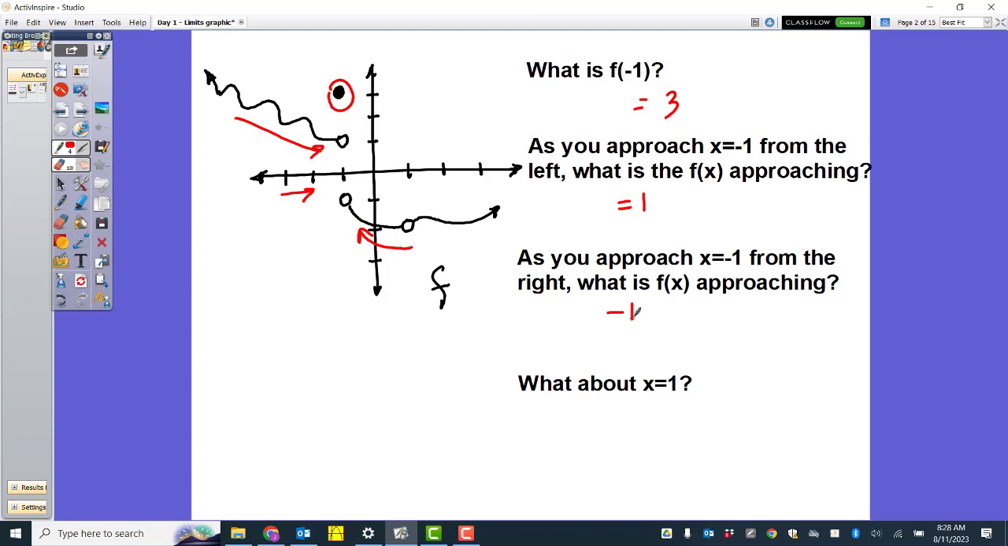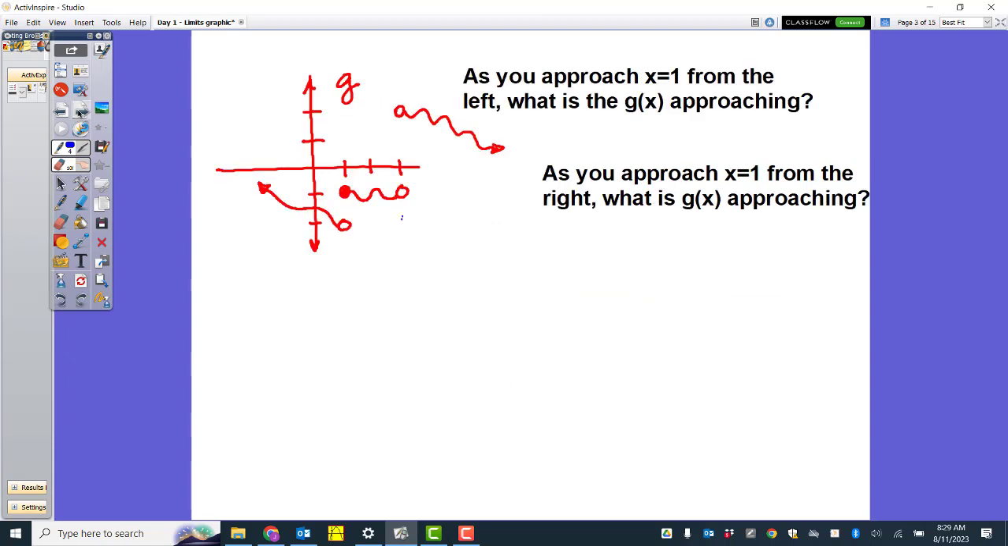Same three questions for x equals 1. If we look at x equals 1, there's no point where it's filled in, so f of 1 does not exist. If you look at it from the left, it equals -2. If you look at it from the right, it equals -2. So the point does not exist, but we can approach it from the left and the right.